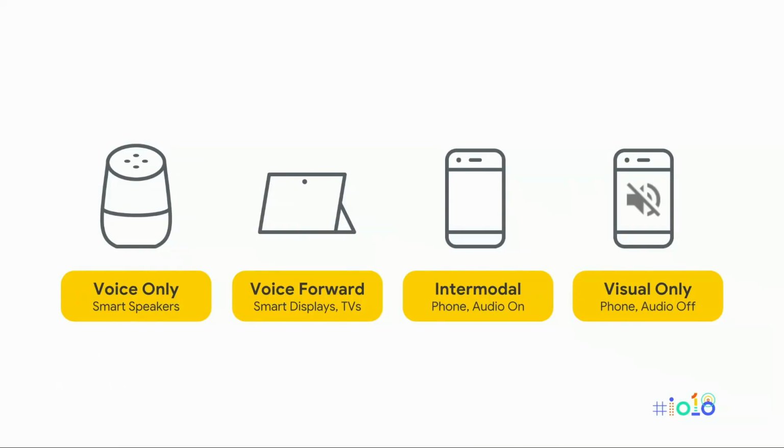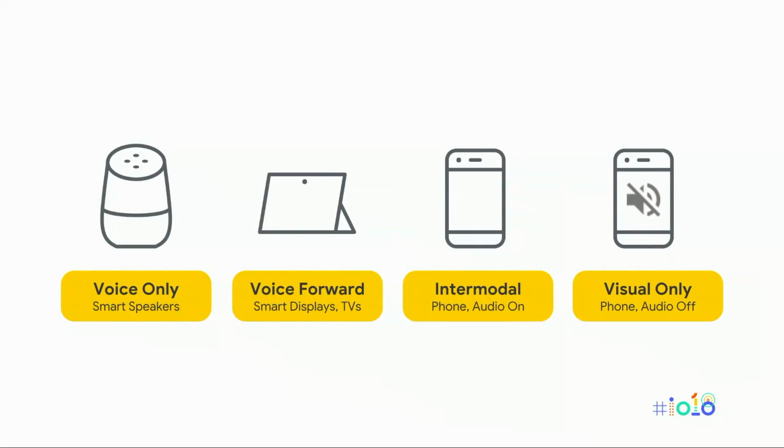The next interaction type is called voice forward. These are the smart speakers you've seen in the sandbox area. Here, again, the primary mode of interaction is voice, but it's enhanced with visuals when necessary. The third interaction model is intermodal. You can think of your phone. Here, you have conversation and visuals intermixed. You can start with a conversation, switch to a visual, and go back and forth.